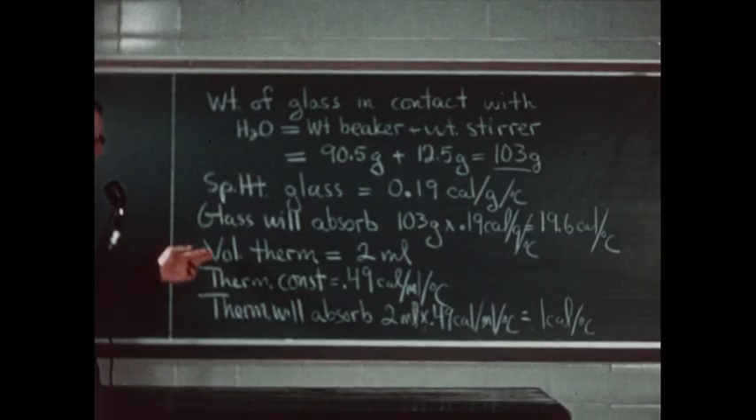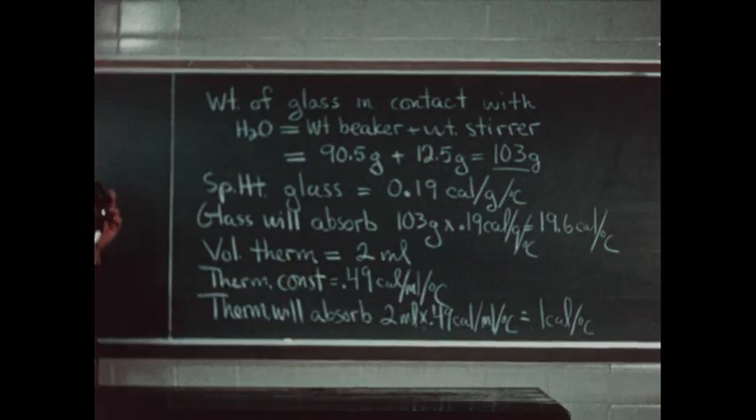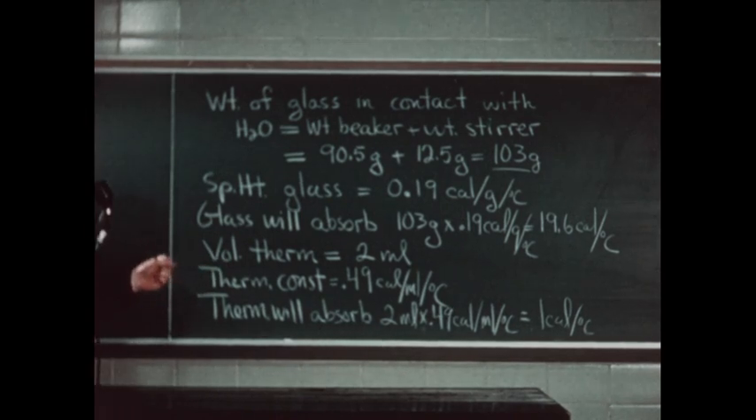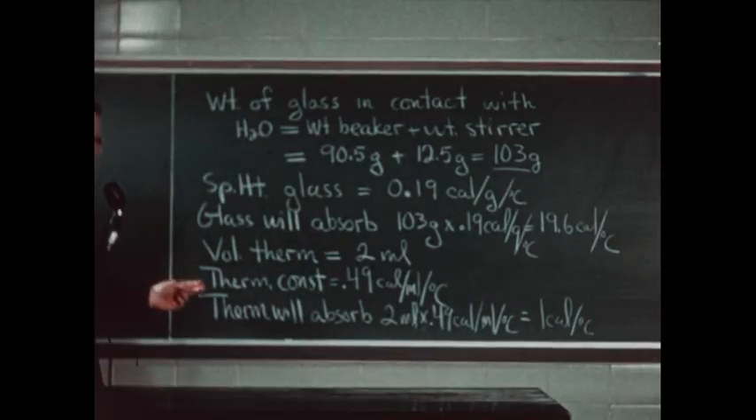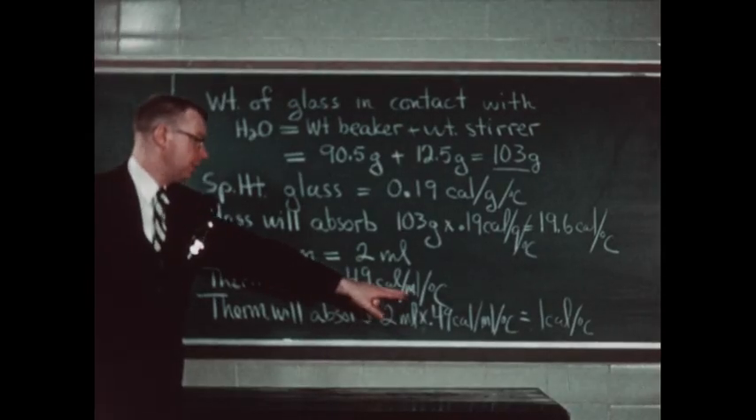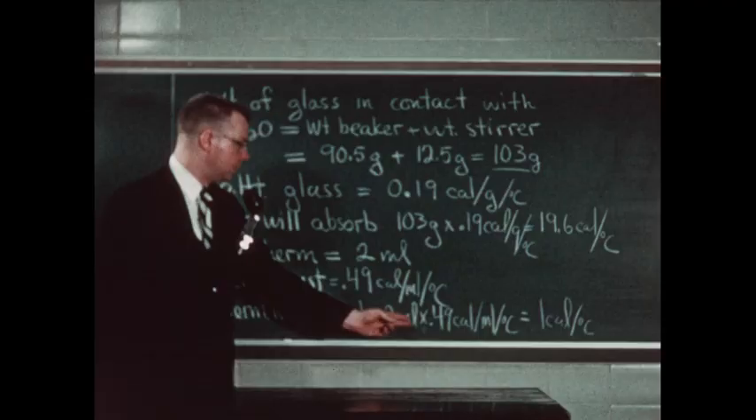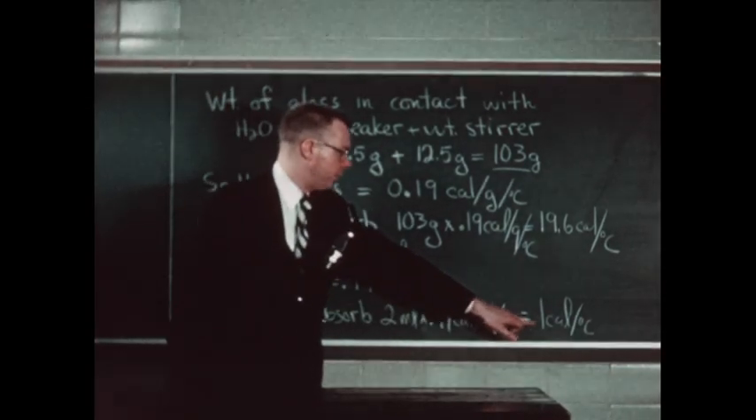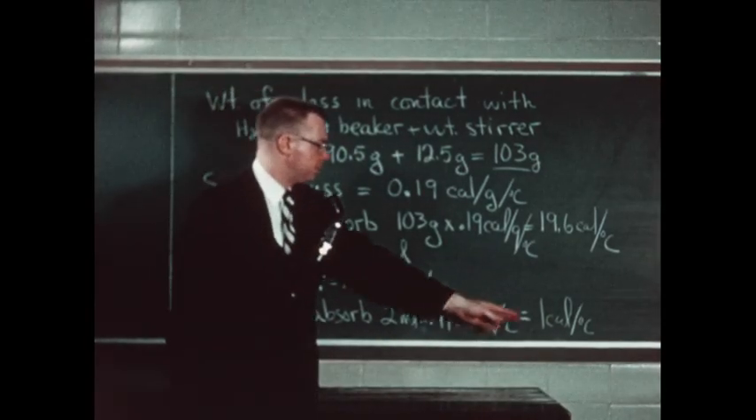We have found the volume of the thermometer in the water to be about 2 milliliters. Now, the specific heat of the thermometer bulb is a difficult figure to calculate because both glass and mercury are involved. But again, reference to the lab book tells us that the thermometer constant is about 0.49 calories per milliliter per degree centigrade. And since our thermometer occupies 2 milliliters of volume, we have to multiply that by 0.49 and obtain about 1 calorie per degree centigrade absorbed by the thermometer.